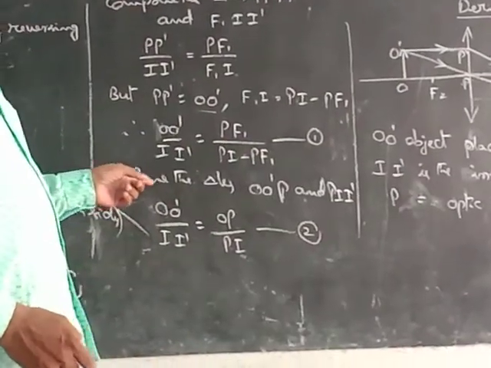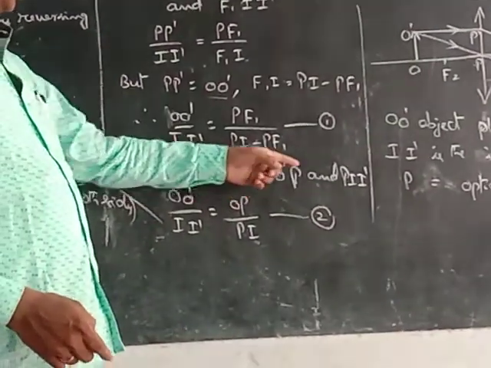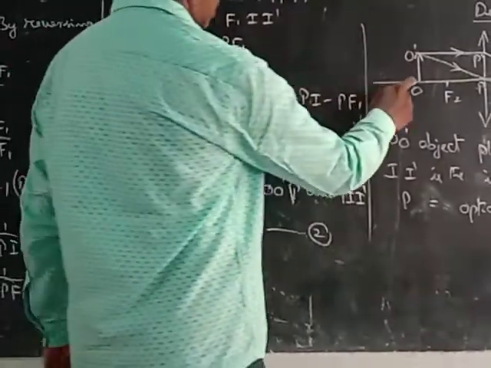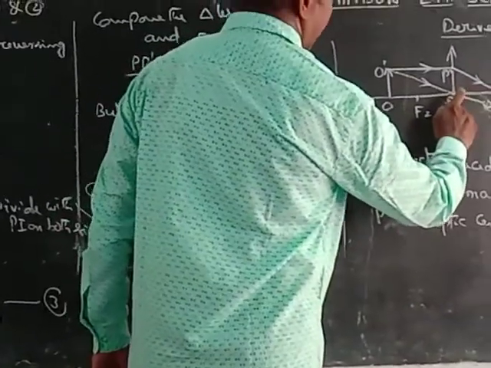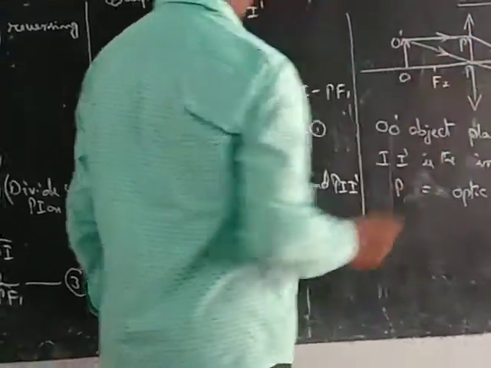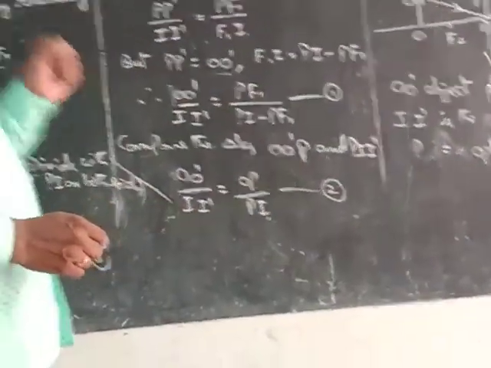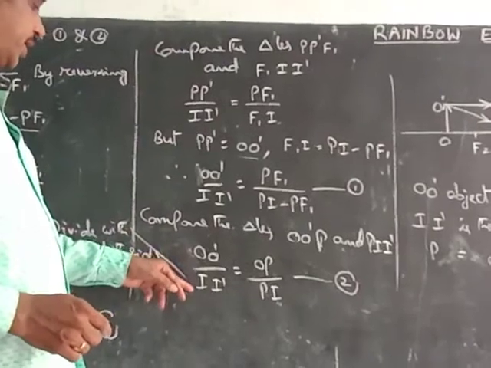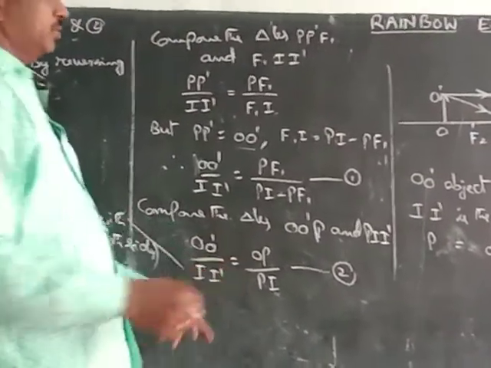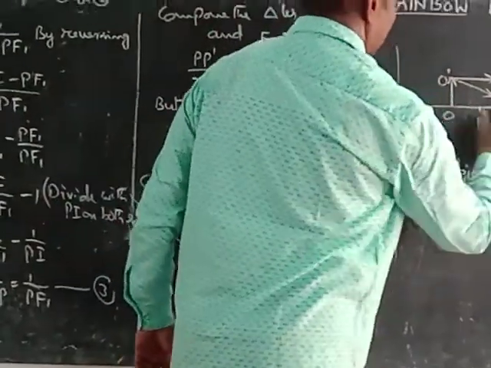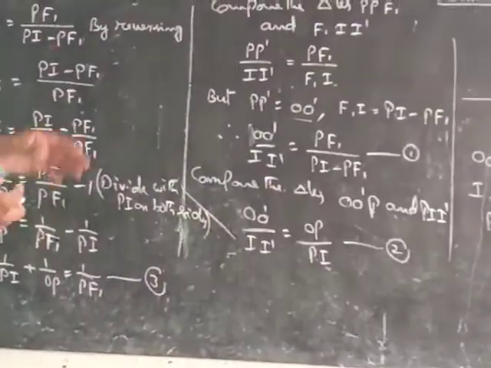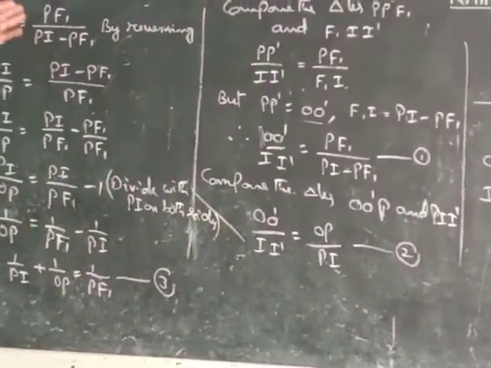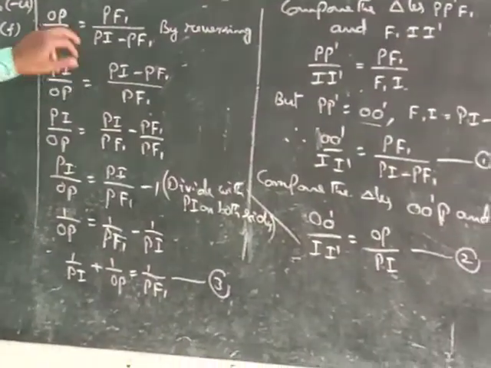Compare the triangles O O dash P and P I I dash. Here O O dash P is one right angle triangle, and P I I dash is another right angle triangle. Here O O dash by I dash is equal to O P by P I. This is equation 2. By comparing equation 1 and 2, you can get the resultant equation here.